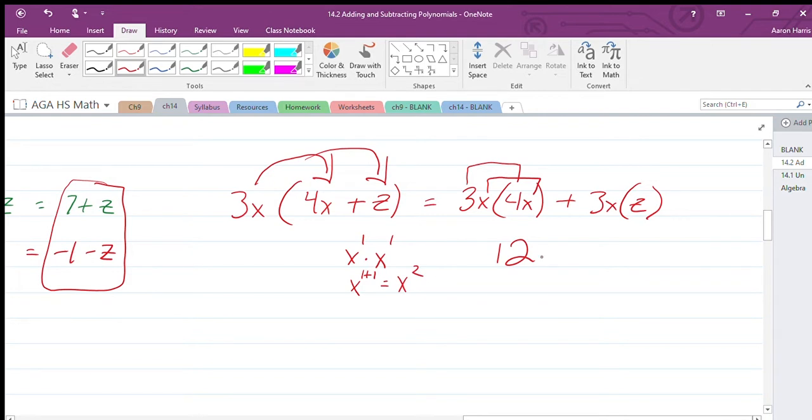Okay, just a quick review. So I have 12x squared. Don't forget the sign. Plus, what's 3 times, what's the coefficient of z? 1. So it's 3 times 1. And then x times z is just what? Xz.